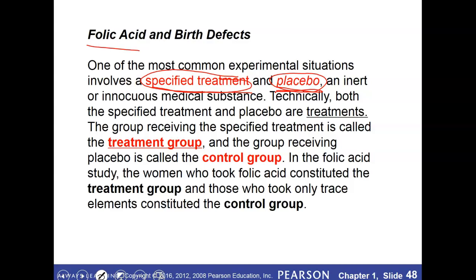And so both are treatments. Even the placebo is considered a treatment, but we would define the two groups as a treatment group, those who got the folic acid, and the control group, those who really weren't affected by anything that they were given in the study.